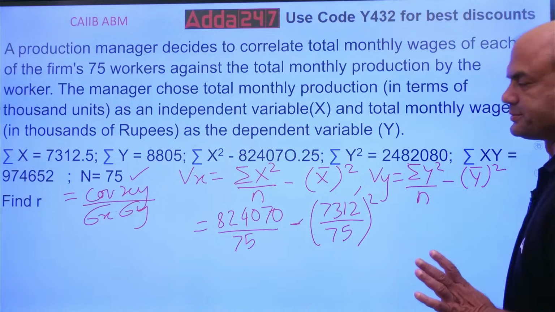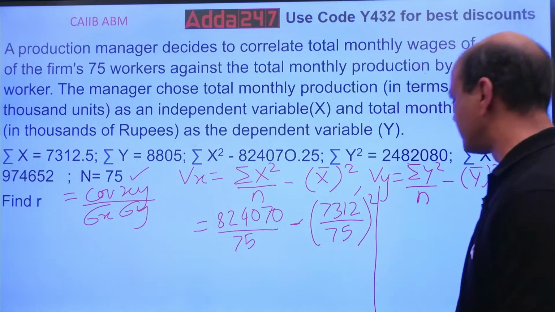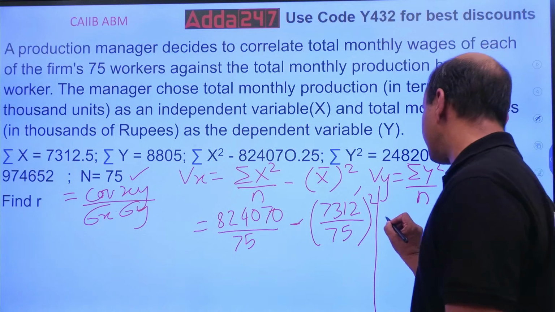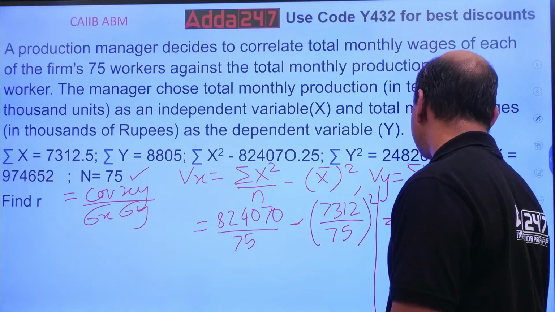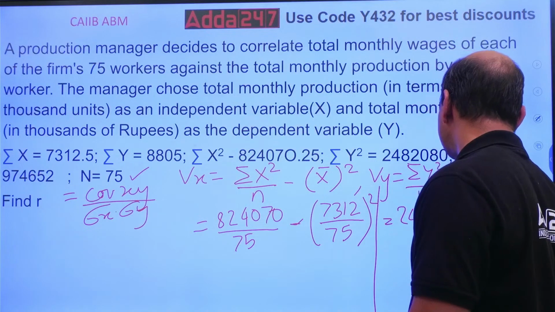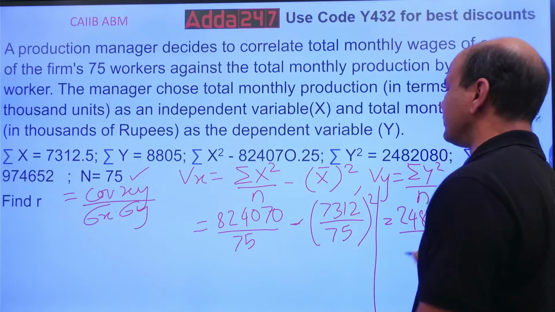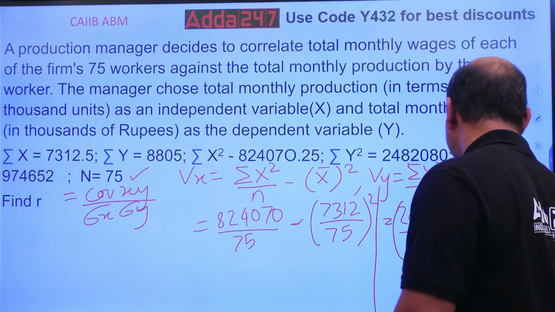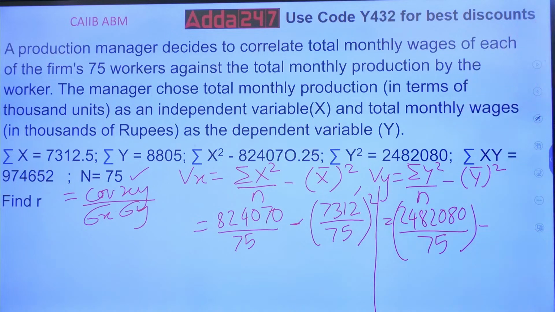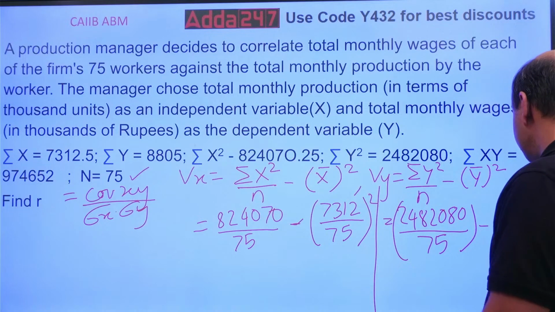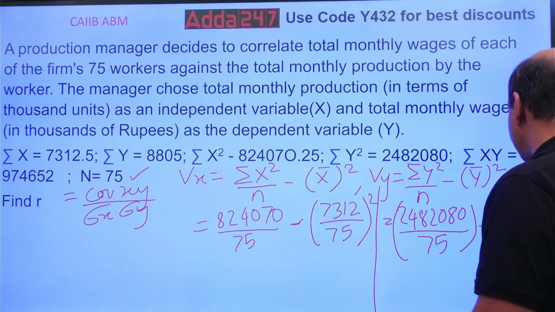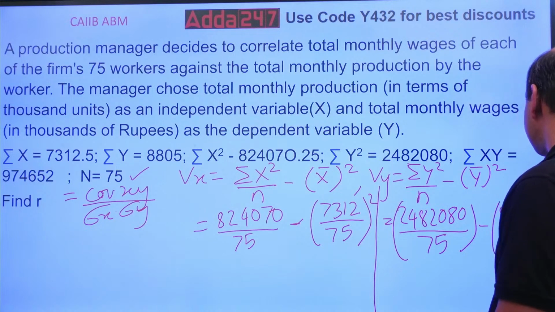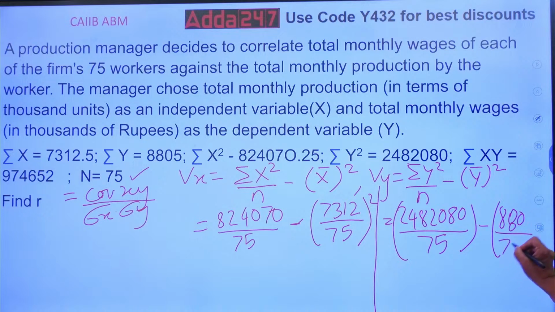Similarly for y now. I'll mark a line over here. Now for y, summation y square. Everyone do it yourself. 248280 divided by n. What is n? 75. Minus, what is y bar? 8805. Now I will write it small over here because it won't fit. 8805 upon 75.